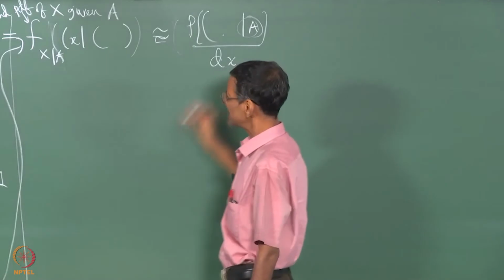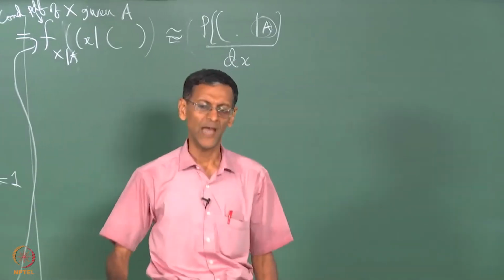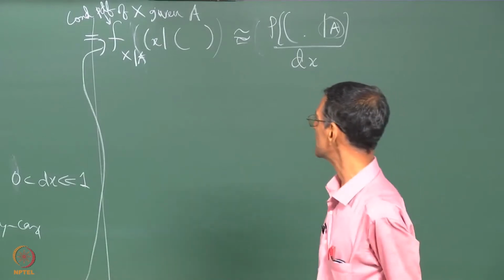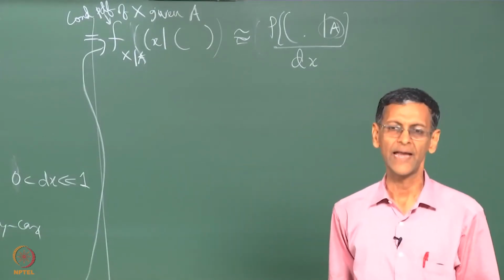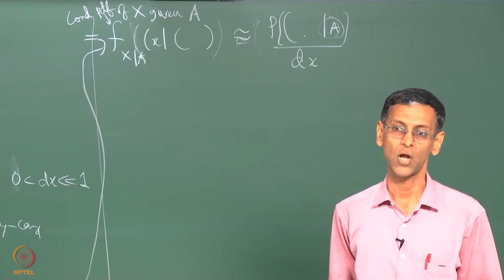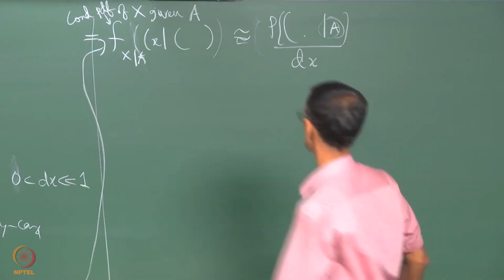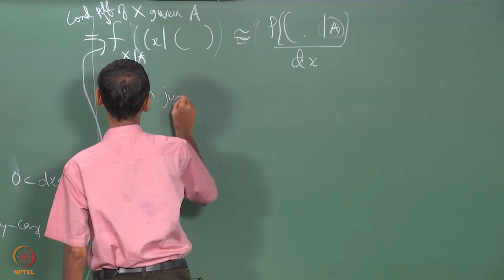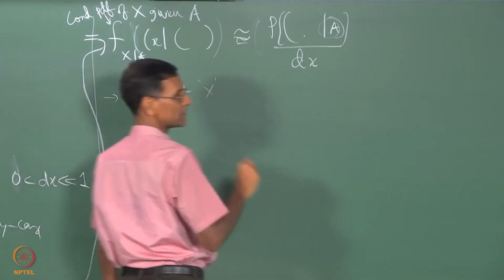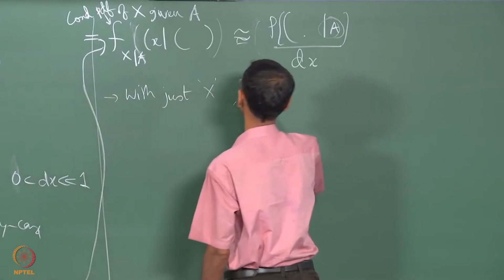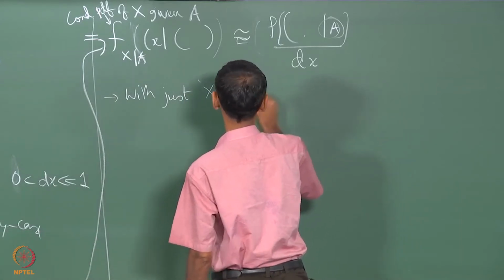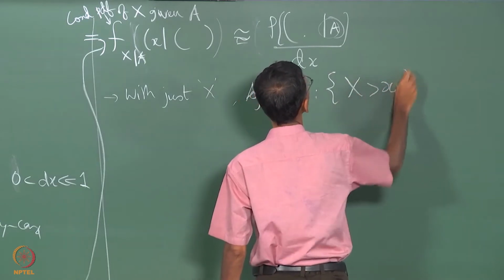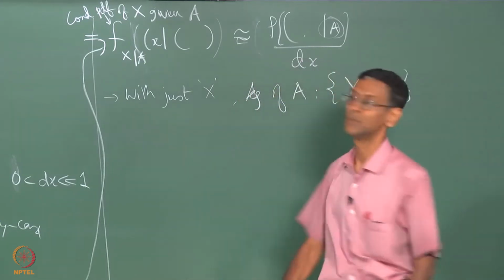Examples of A would be, if you had only one continuous random variable, just like in the discrete case, we could consider some A has to be say X greater than x naught, things like that. So with just X alone, no Y or no other random variable around, an example of A is what? The standard example, X greater than x naught.